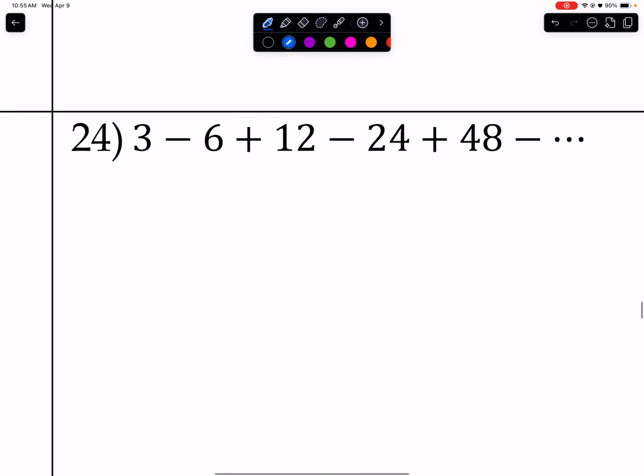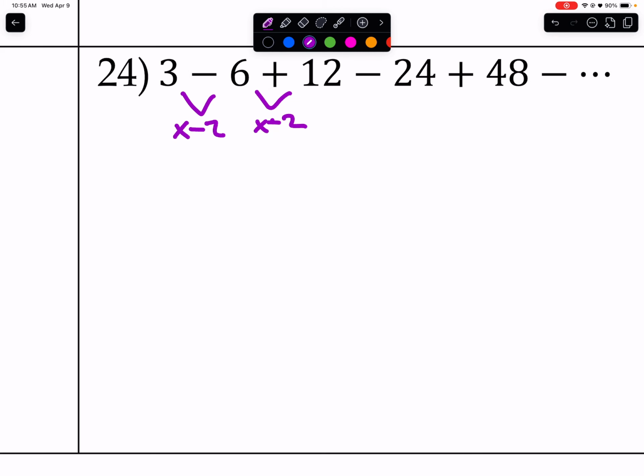Okay, now looking at 24. So I'm going from 3 to -6 to +12 to -24 to +48. So my value here, I'm going to multiply by a -2. I'm not going to write all the -2's. So the absolute value of my R value is 2. Now, I know that that value is bigger than 1, which tells me that this is going to diverge.